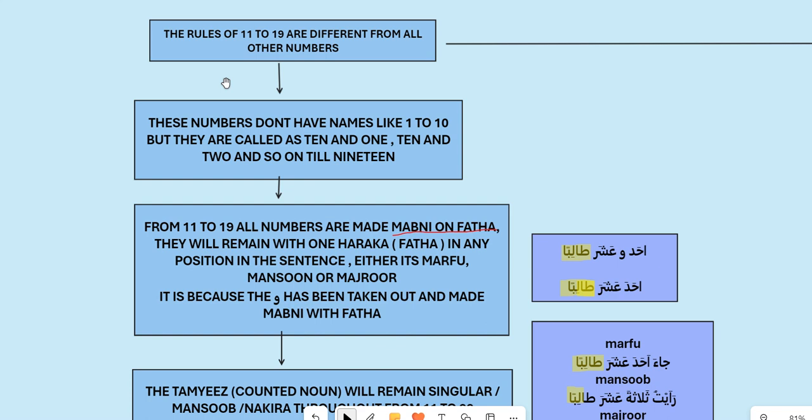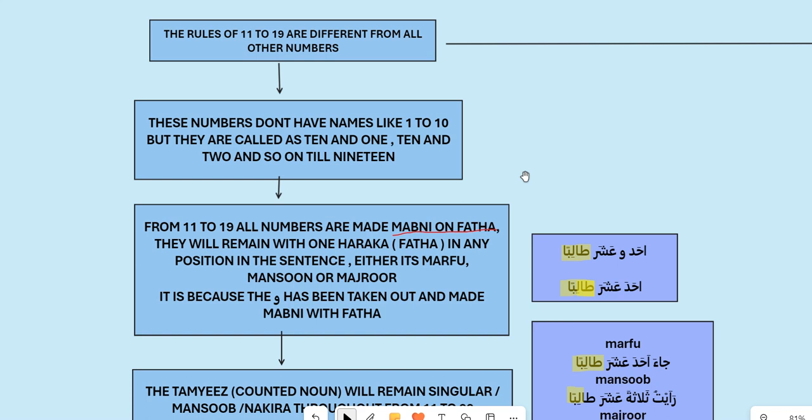The number names you can find from 1 to 10. For example, Ahad, Ithnan, Thalatha, Arba, Ashra, they have names. But when it comes to 11 to 19, they don't have names. How do they count? They are counted as 10 and 1, 10 and 2, 10 and 3, 10 and 4, likewise till number 19. So what is the structure that the numbers follow here?